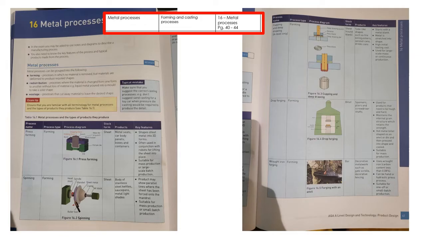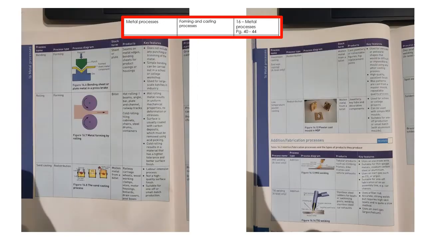Okay, so this is the first thing that I've asked you to revise, metal processes. These are all the processes that we've had a look at over the last few weeks. Remember those fun lessons where I've got you to do a little bit of theory at the beginning of each lesson? So press forming, spinning, cupping and deep drawing, drop forging, wrought iron, we've done all of those. We've also done bending, we've done rolling, we haven't done sand casting.